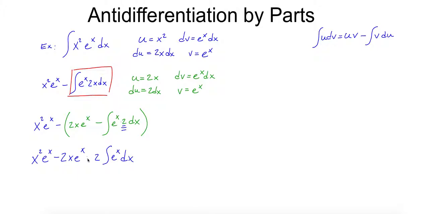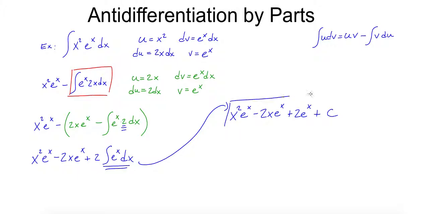So if I look at that integral, 2 times the integral of e to the x dx, I already know what that comes out to, right? The antiderivative of e to the x is just e to the x. So our final answer, right over here where we have a little bit more room, is going to be x squared e to the x minus 2x e to the x plus 2 e to the x, because that would be the antiderivative right there, plus c. Okay, so this whole thing here would be the antiderivative of our original integral.